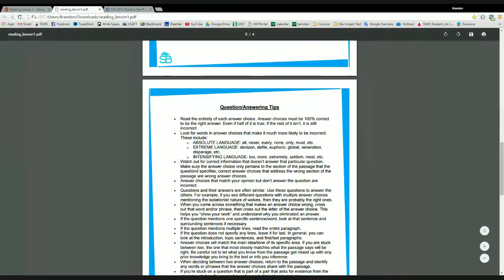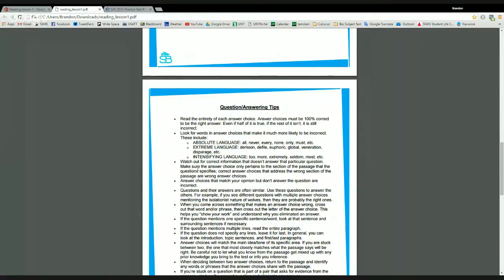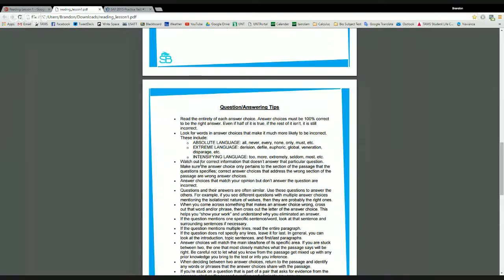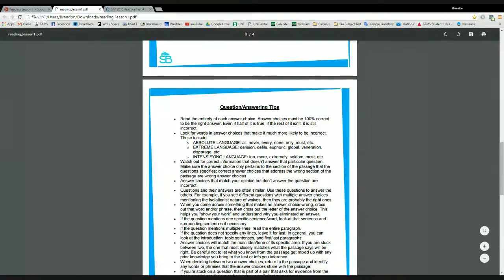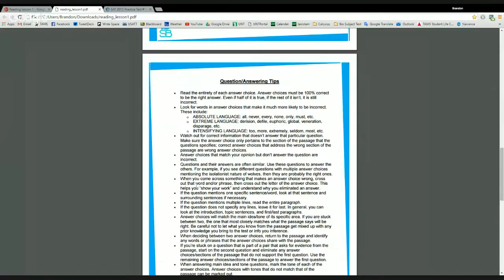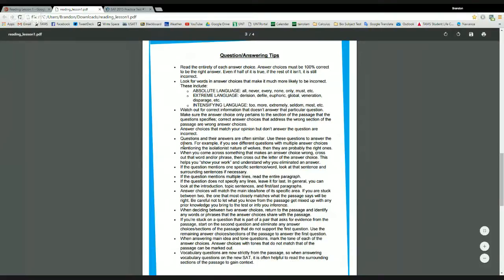Watch out for correct information that doesn't answer that particular question. Make sure the answer choices you pick are based on the passage and not what your opinion says. Also make sure the answer choice only pertains to the section of the passage. If it gives you a line, make sure you're only reading around that line and not anywhere else in the passage. Answer choices that match your opinion but don't answer the question are incorrect. Again, opinions are incorrect.